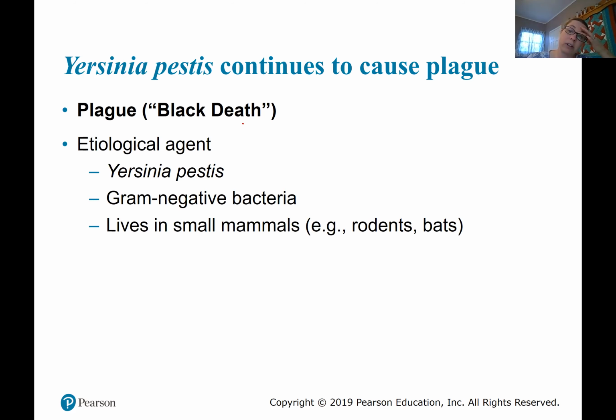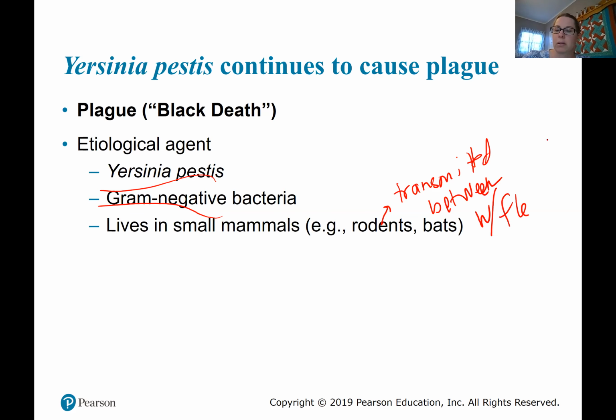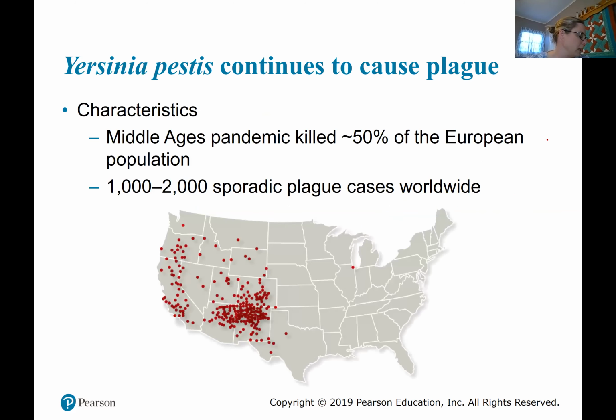The first specific bacterial disease is going to be the plague, or Black Death, which is caused by a gram-negative microbe called Yersinia pestis. It likes to live in rodents and bats and such, and it can be transmitted between the rodent or the bat with fleas. So it can go from the rodent to the human through flea bites. You've probably heard of the plague before in history classes and so forth.